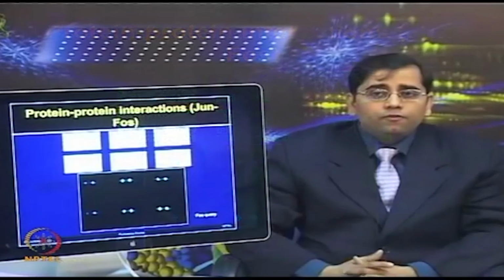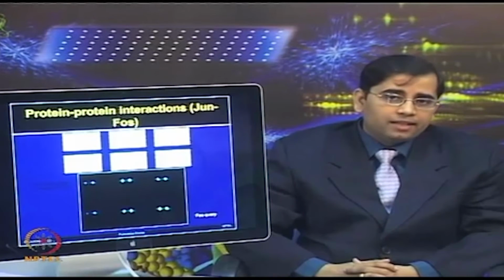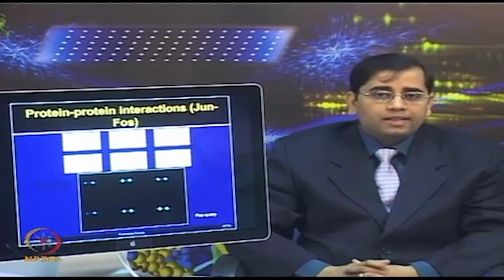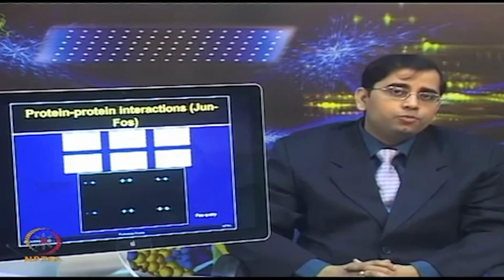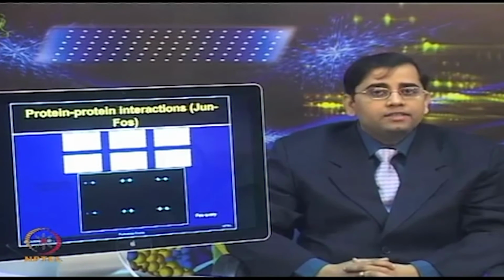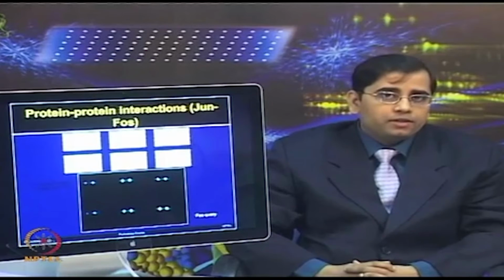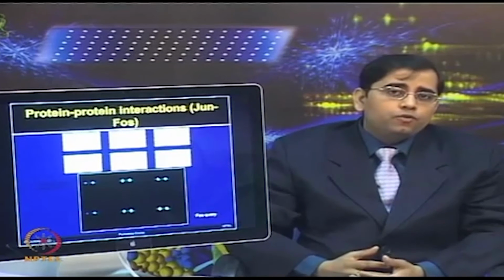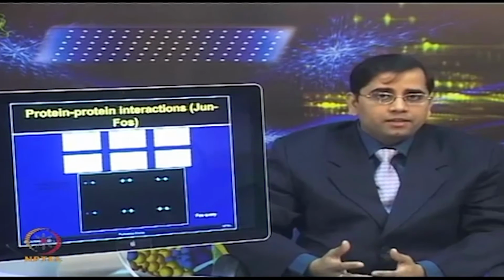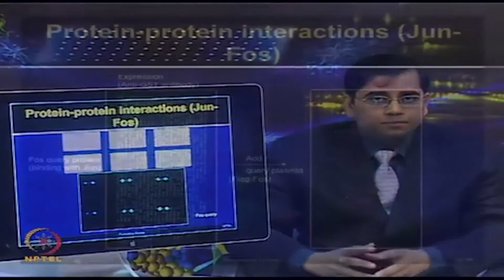Now, if we want to study the Jun and Fos protein interaction and we use Fos as a query protein, the Fos query protein will bind with the Jun spot and therefore, 2 spots are lighting up as you can see in the slide. So, in all the 6 blocks there are duplicates of Jun proteins which are interacting with the Fos protein. So, Jun Fos interaction can be studied by using this system.